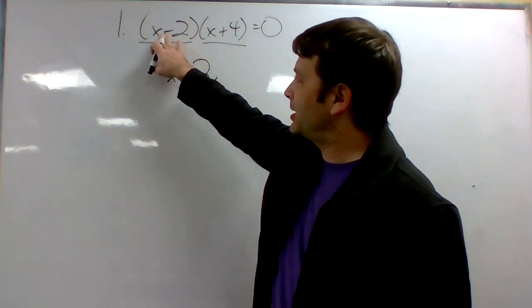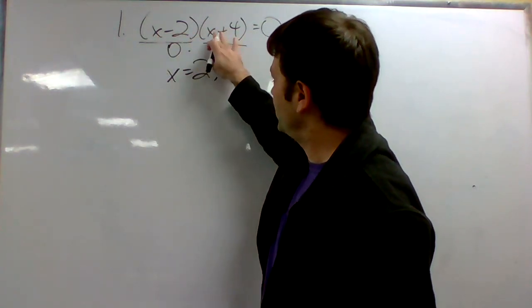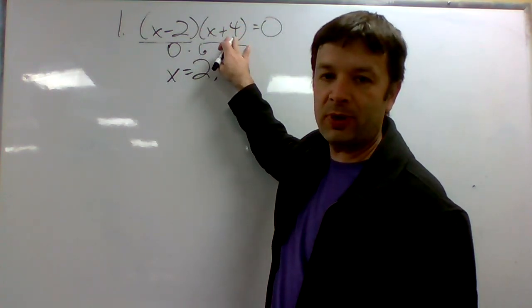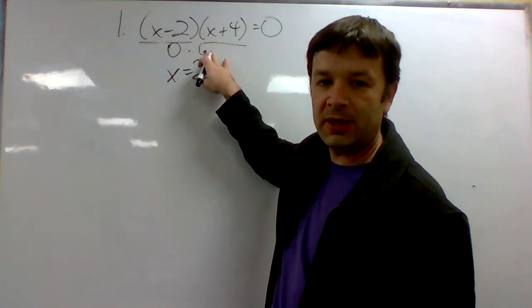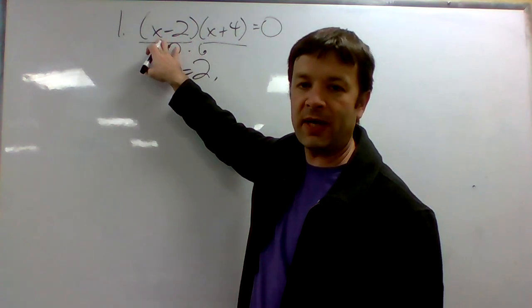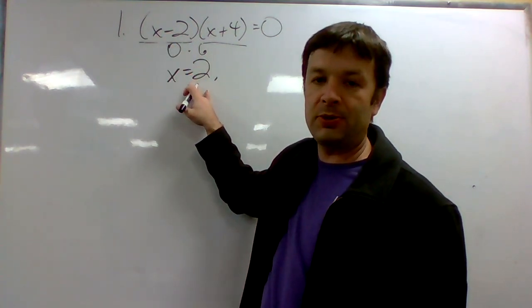Now, if I plug in x is 2 for this term, 2 minus 2, I would get 0. If I plug in 2 over here, I'd get 2 plus 4 is 6. Doesn't really matter what I get on this one because 0 times anything is 0. Okay, so if I can get one of these factors to turn into a 0, I got an answer. So x is 2 is one of the answers.